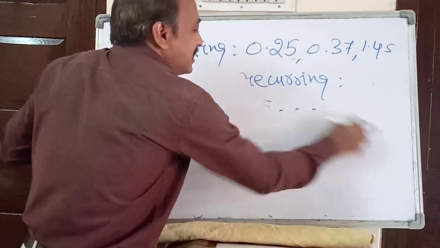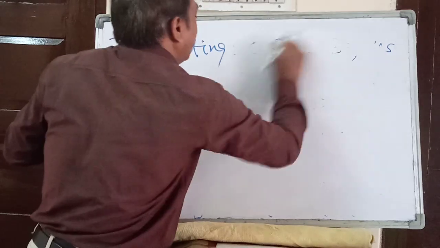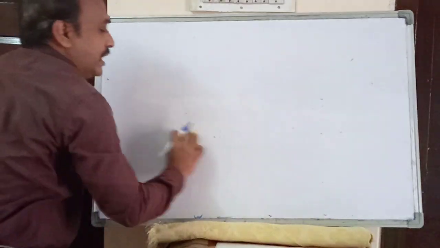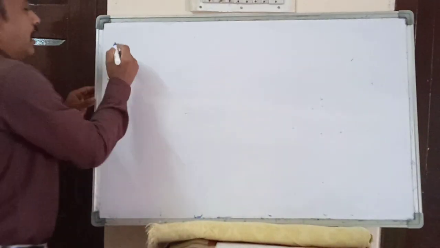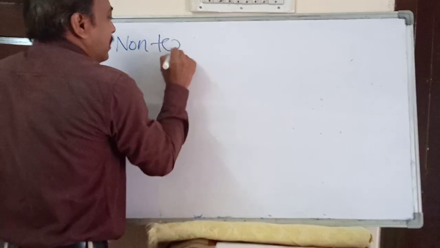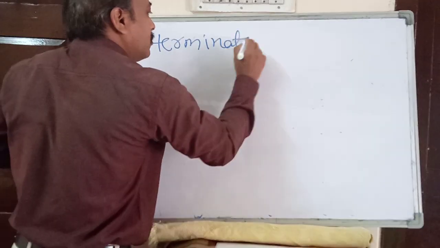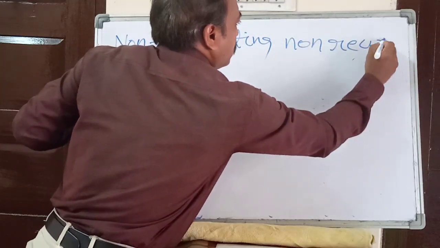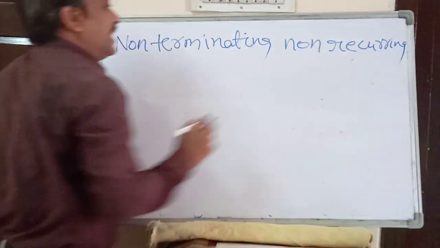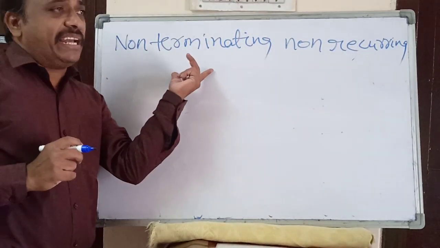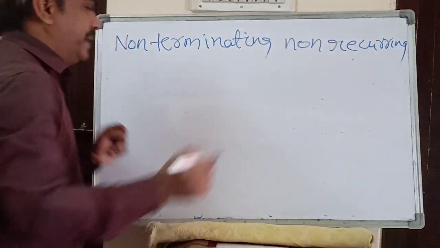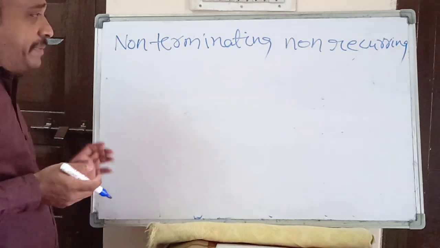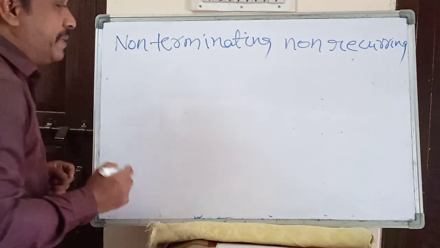Non-terminating non-recurring numbers. Non-recurring means a group of digits will not repeat. Non-terminating non-recurring: it never ends and the group of digits also will not be repeating. Such numbers are called irrational numbers. Irrational numbers means which cannot be expressed in the form of P by Q.